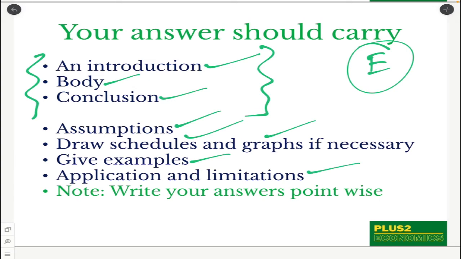Then also try to give the application and limitations. If you're talking about, say, diminishing marginal utility, again, give the application. Where is DMU applied? What are the limitations of DMU? Same thing holds good with your law of variable proportion as well. So talk about the applications of it, talk about the limitations of it. So this makes your answer complete.